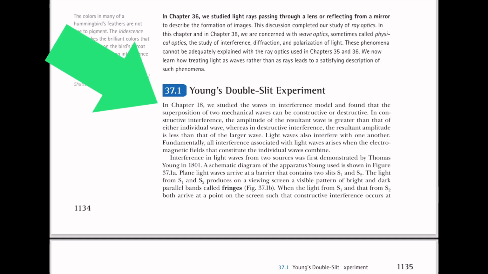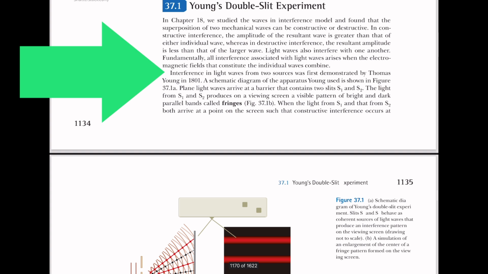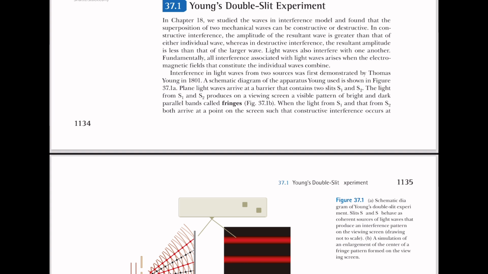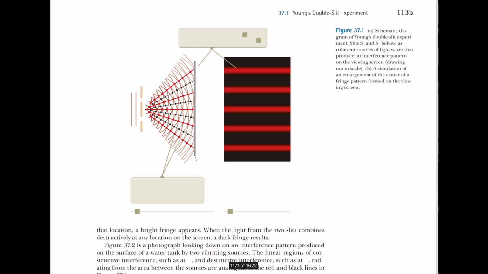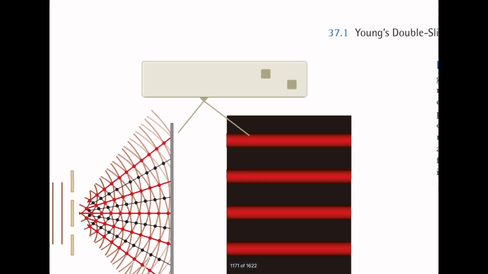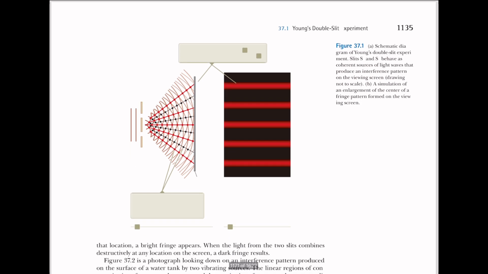In chapter 18, we studied the waves and interference model and found that the superposition of two mechanical waves can be constructive or destructive. Okay, we're going to keep pushing. Interference in light waves from two sources was first demonstrated by Thomas Young, 1801. A schematic diagram of the apparatus Young used is shown in figure 37.1a. Ooh, interesting. It looks like I'm missing some stuff in this section. It looks like some stuff over here and over here has not been included. So my apologies on that. Check your textbook and see if it's included.